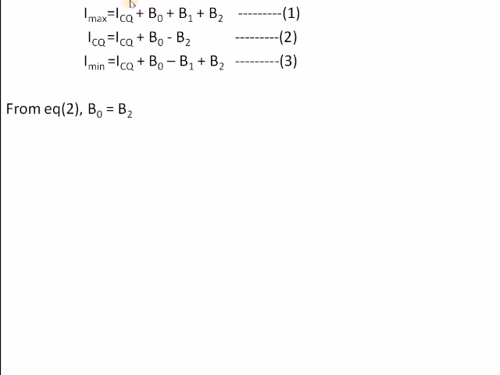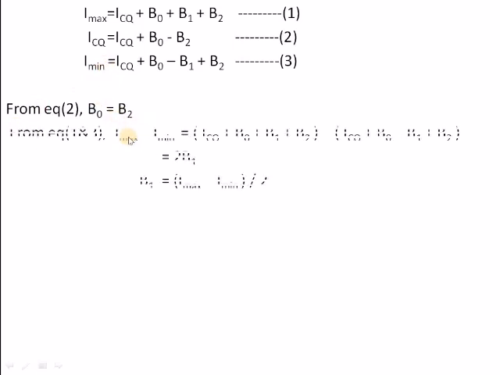So from equation number 2, we can say ICQ is on both the left-hand side and right-hand side, and that can be cancelled. So B0 is equal to B2 will occur. So from equation 2 we can say that B0 is equal to B2.